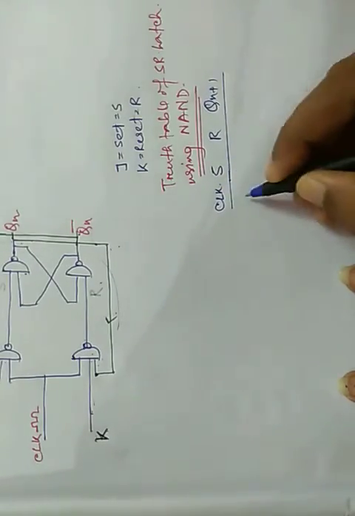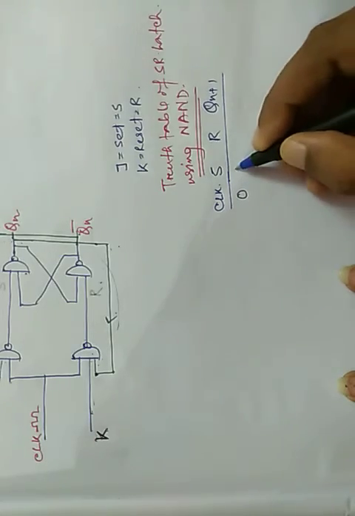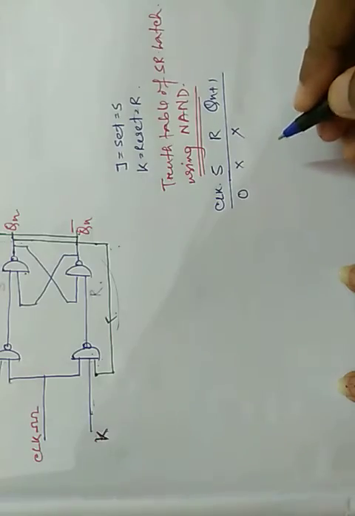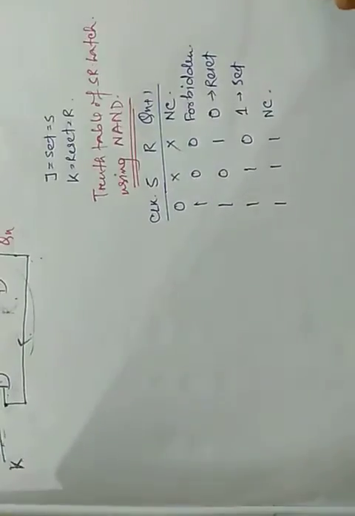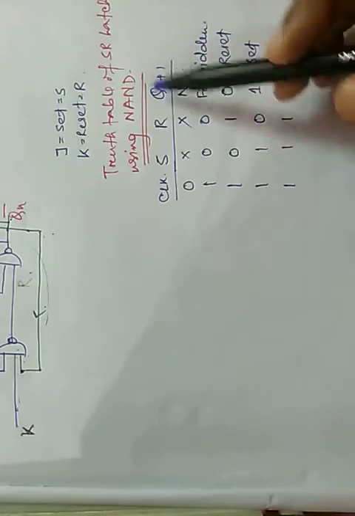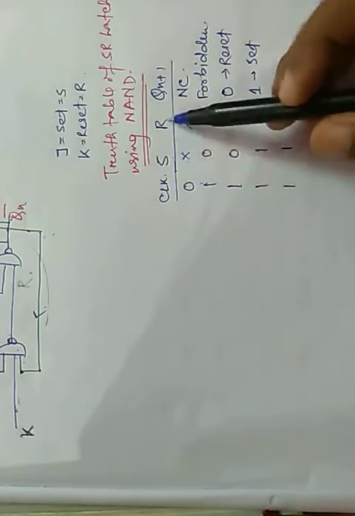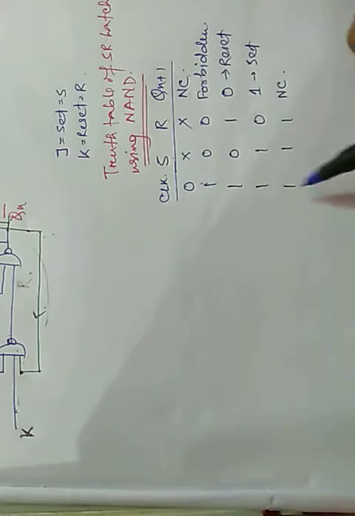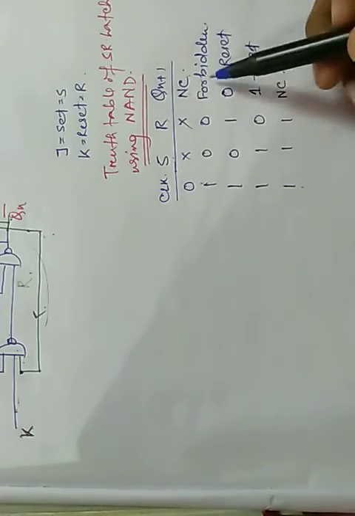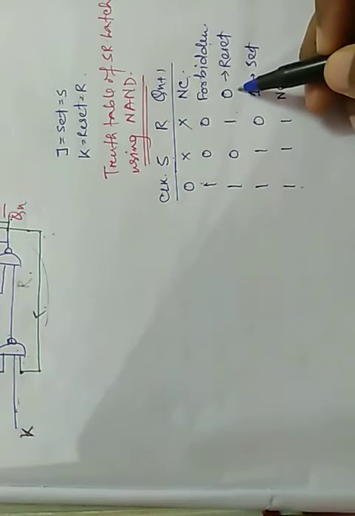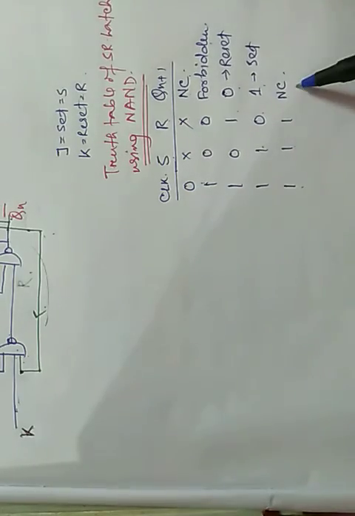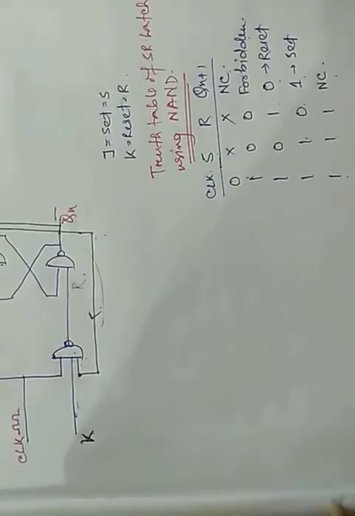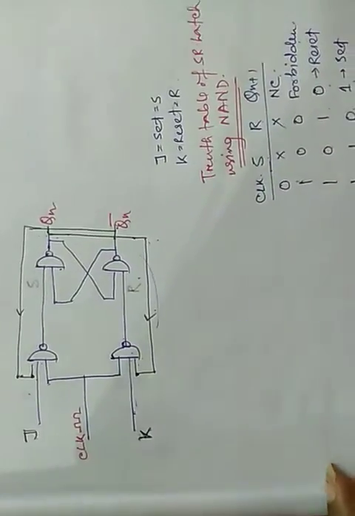Now this is the truth table of SR latch using NAND gate. When clock is 0, whatever be the value of S and R, the output is no change. When clock is 1, S and R both 0 is forbidden; 0 1 is reset, 1 0 is set, 1 1 is no change. We have already studied it. Now our main purpose is to draw the truth table of JK flip-flop.